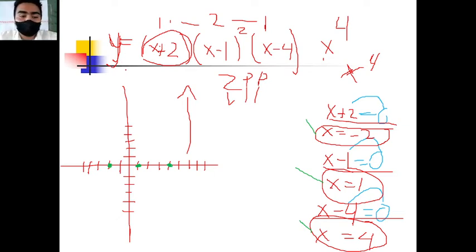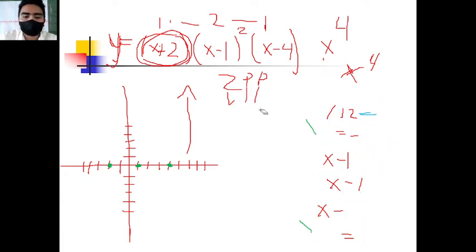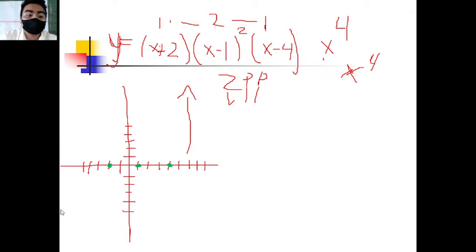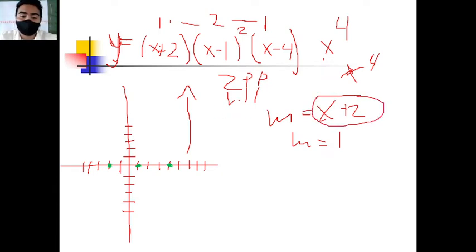So, in this case, what is the degree of this factor? The first factor. I will be erasing this one already. What is the degree of the first factor? That's my question. x plus 2, that's the first factor. So x plus 2 is the first factor. And the multiplicity of that first factor is m equal to 1. How does it become 1? Because the degree this factor has is only 1.